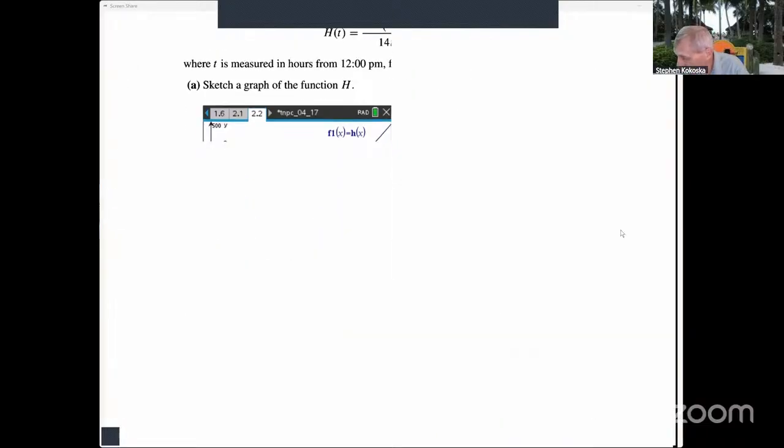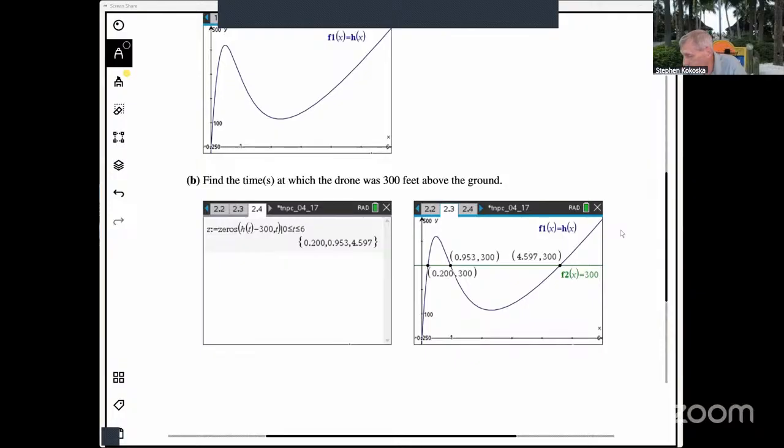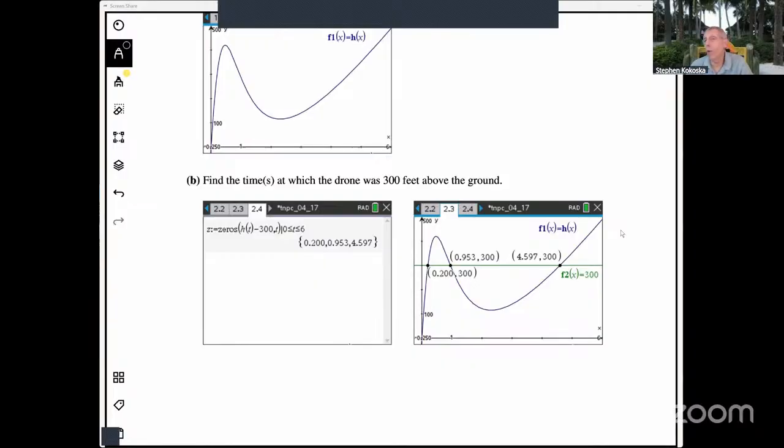Well, let's work with this function H a little bit. The first thing is, can we find the times at which the drone was 300 feet above the ground? On the Nspire and on the TI-84, there are a couple of different ways to do this. I'm going to show you a couple of ways on the Nspire, and Tom will have some techniques on the 84. On the Nspire, remember that I have this function called H already defined here.